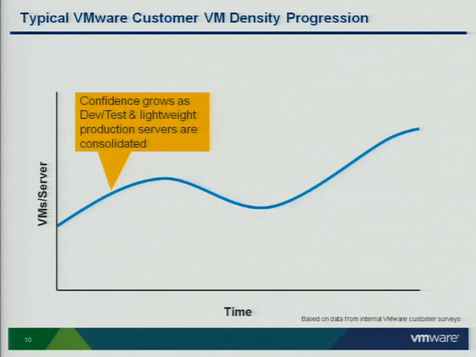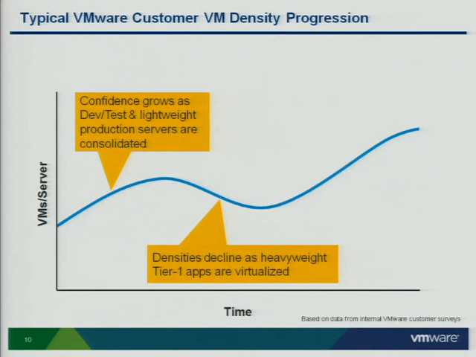They get more confident in it. They start packing more VMs onto a host. But then as they start tackling their heavier workloads, their tier 1 server applications, we see VM density trending down for a period. This is because they have bigger workloads to put on their host machines. In some cases, customers will even go all the way down to 1 VM per server for especially large workloads, but they want to take advantage of the ease of administration from virtualization.